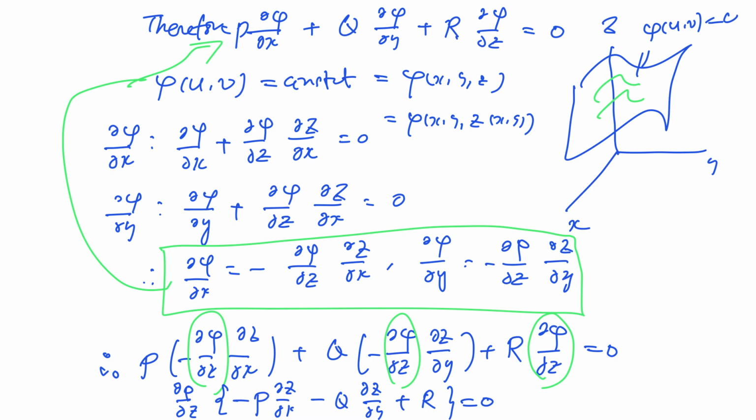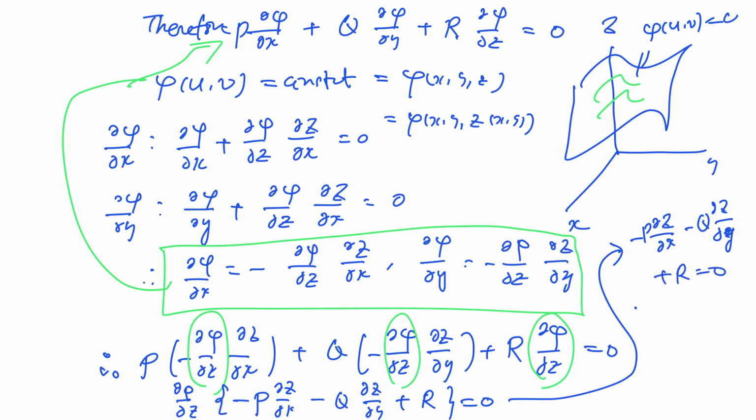So we have minus partial x partial z p minus q partial y partial z plus r is equal to 0. Or we have p partial x partial z plus q partial y partial z is equal to r. That's the original equation, right?